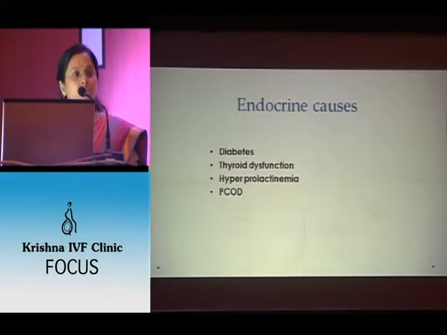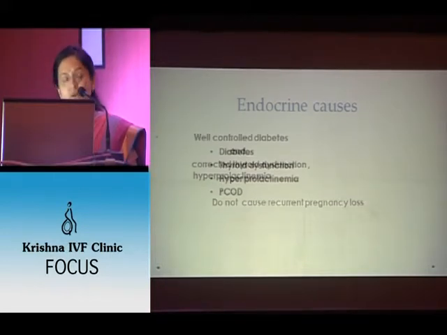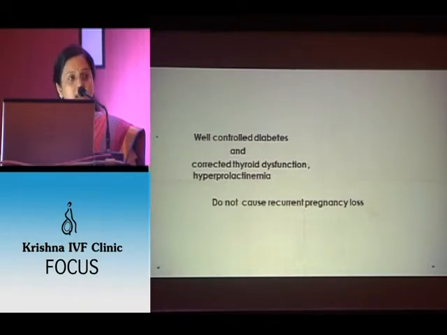Do endocrine conditions cause recurrent pregnancy loss? Well-controlled diabetes and corrected thyroid dysfunction and hyperprolactinemia do not cause pregnancy loss. But uncontrolled diabetes mellitus with a high value of HbA1c and uncorrected thyroid dysfunction and hyperprolactinemia do have a role in recurrent pregnancy loss.